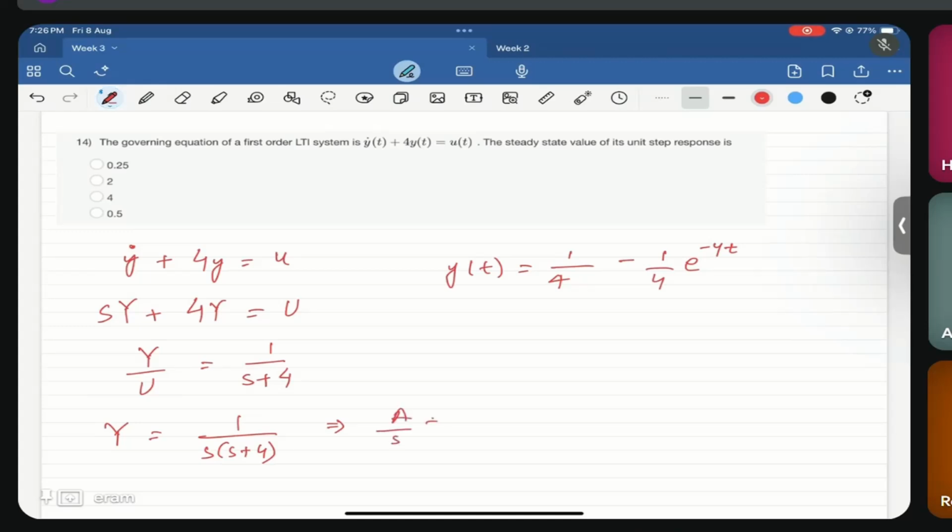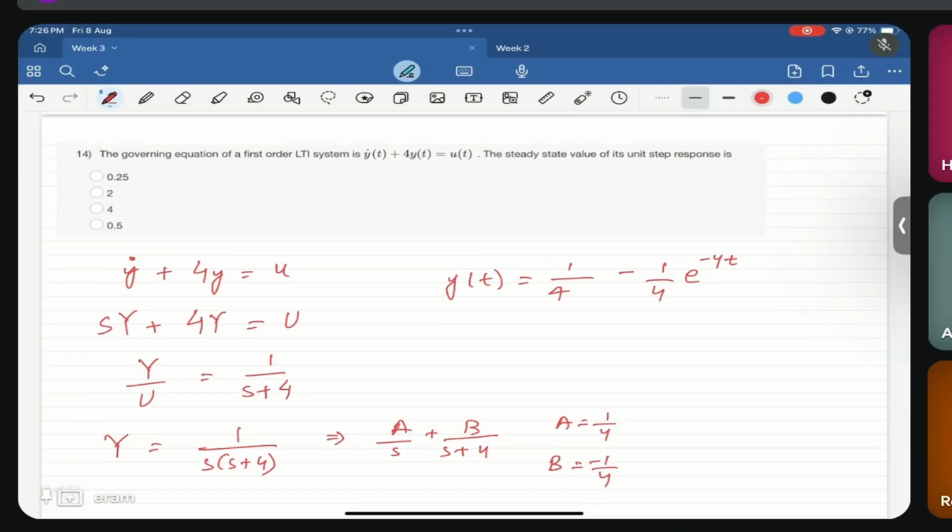Because you can write it as a by s plus b by s plus 4, and a you will get 1 by 4 and b you will get minus 1 by 4. Is it true? Please check the coefficients. Yes, ma'am. So a is 1 by 4. Okay, so what is the steady state value? As t goes to infinity, again y will be 1 by 4 only, which is 0.25.